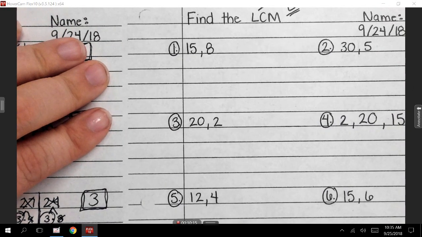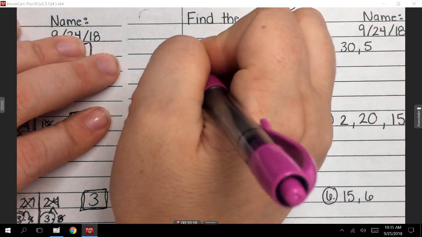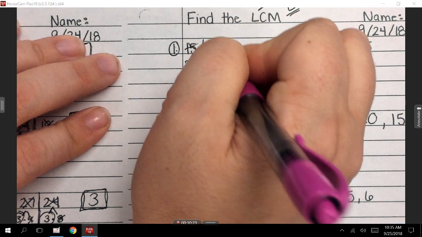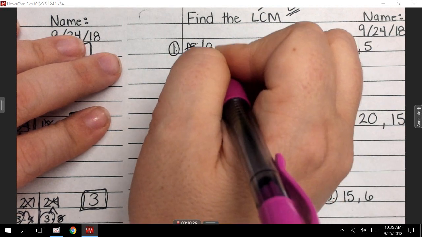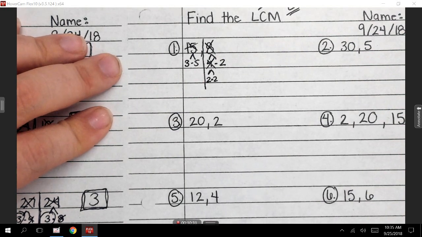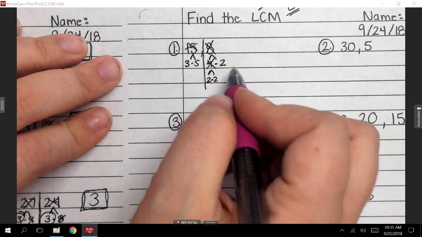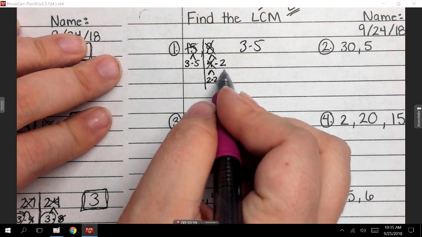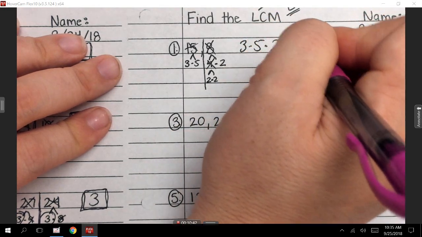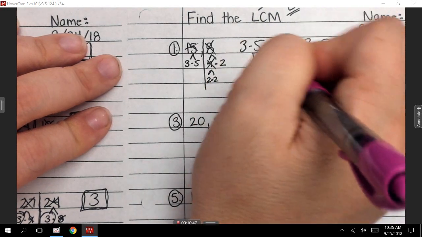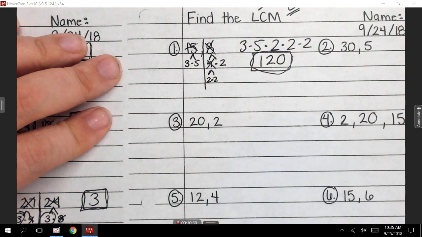All right, number 1 over here, I have 15 and 8. 15 splits into 3 times 5, which won't go any further. 8 splits into 4 times 2, and then I split 4 into 2 times 2. Okay. Is there anything in common here? Anything in common at all? No, so I'm only going to worry about what's left over. So I have 3 times 5, that was left over. And I also have 2 times 2 times 2. When I multiply all of that out, we should get 120. All right? If you have these numbers but you didn't get 120, you probably made a mistake in your multiplication.